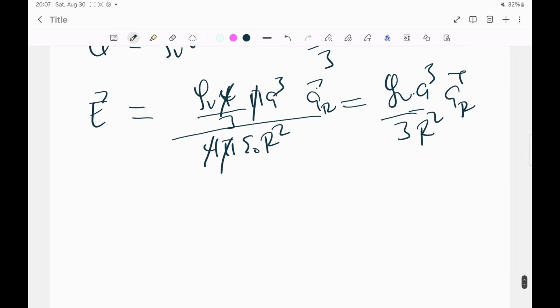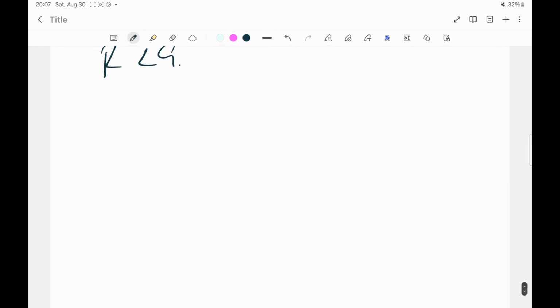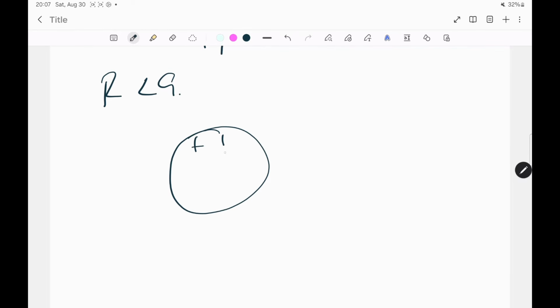Now let's look at when r is less than a, right? Less than a. That is when we are finding the electric field intensity inside the sphere. Now, the same concept: we have our sphere where we have packed charges, and with this we have the radius of the sphere to be a.